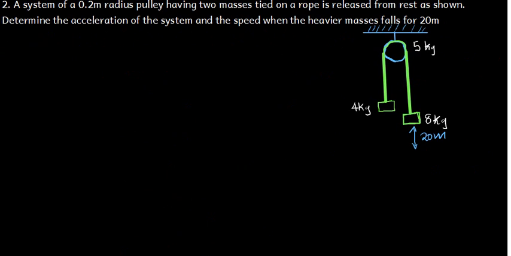A system of a 0.2 meter radius pulley having two masses tied on a rope is released from rest as shown. So here we are, this system. Now determine the acceleration of the system and the speed when the heavier mass falls for 20 meters. So the direction of motion is, this thing is moving like that.